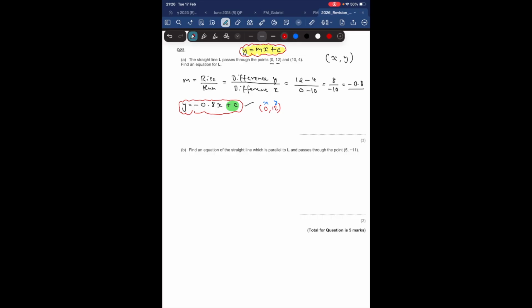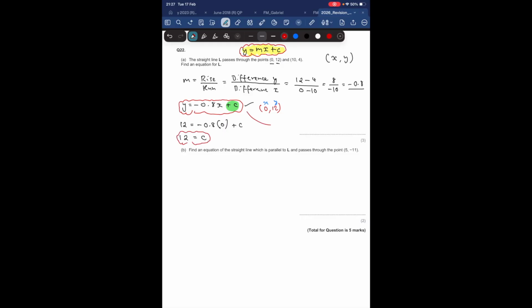And what I'm going to do is substitute the x into the equation, and replace the y with 12. So what I'm going to get is 12 equals minus 0.8 times 0 plus c. Now, when you work this out on your calculator, minus 0.8 times 0, well, anything times 0 is going to be 0. So I'm going to get 12 equals c. So I've immediately worked out the value for c.